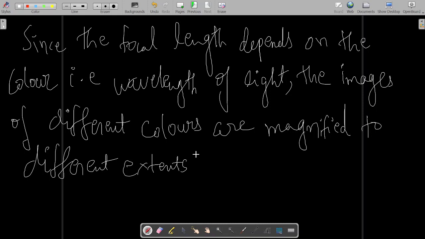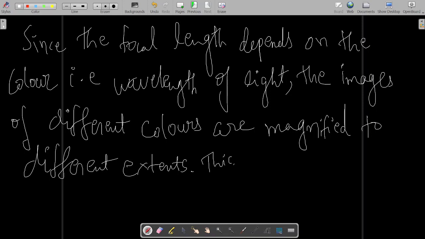Images of different colors are magnified to different extents. This is quite obvious, right? Focal length will be different for violet and red and different colors in the visible spectrum. So obviously as the focal length will be different, magnification will also be different. So images of different colors are magnified to different extents.